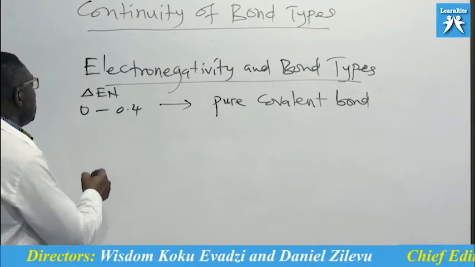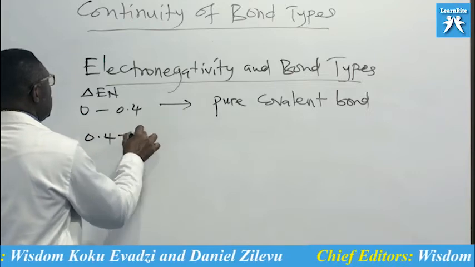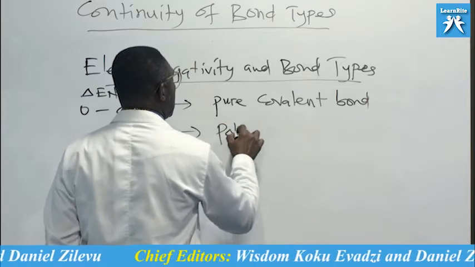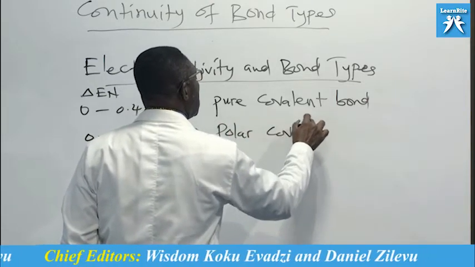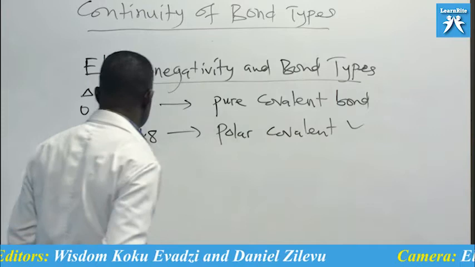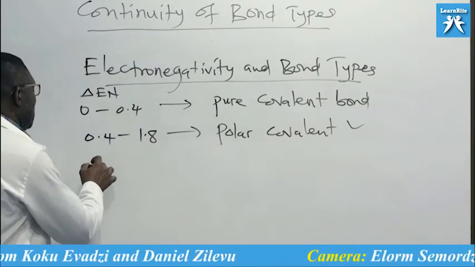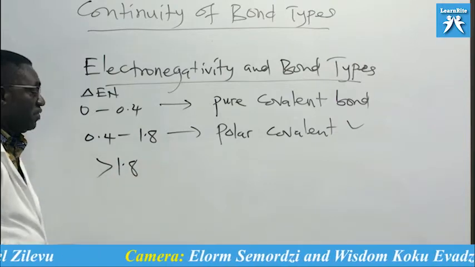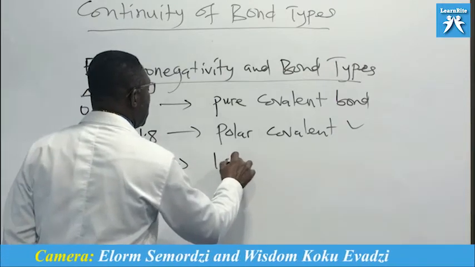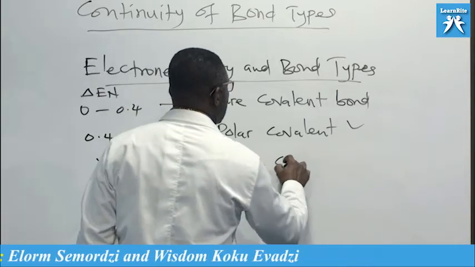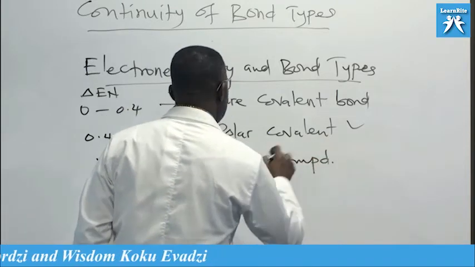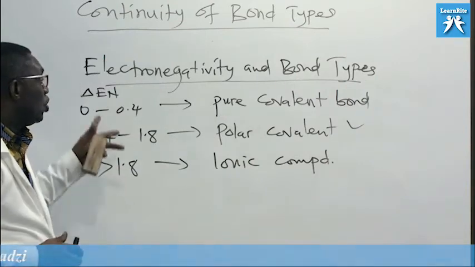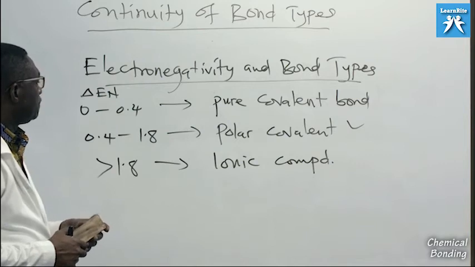If the difference is between 0.4 to say 1.8, you get polar covalent bond. And if the difference is above 1.8, if it is greater than 1.8, then you get ionic compound. So that is the theory here.